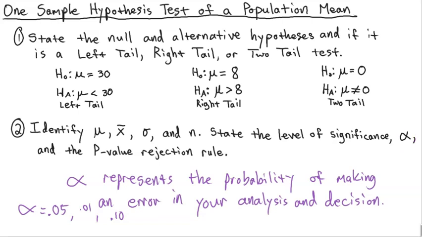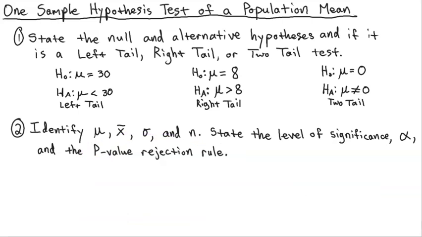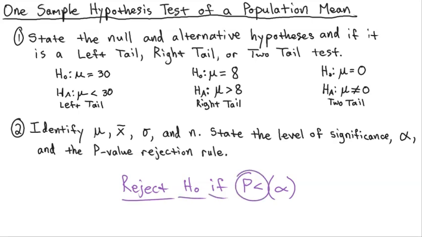the last thing you're going to do is identify the p-value rejection rule. Let me show you what that looks like. Very simply, the p-value rejection rule goes like this. You're going to reject H sub 0, the null hypothesis, if the p-value, which we'll just say p, is less than whatever the alpha is. Here we're just going to put a number, which is the alpha, in parentheses. So if the alpha is 0.05, you'll say reject H sub 0 if p is less than 0.05. It really is that simple.